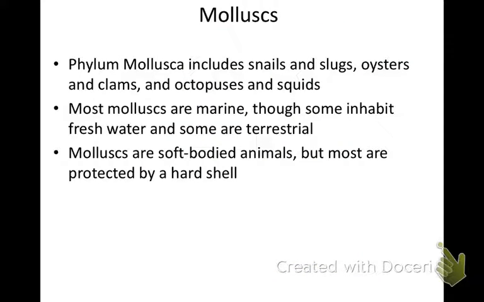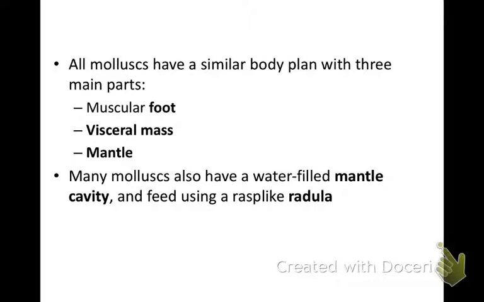Okay, the final phylum that we looked at was the mollusks. So this includes snails, slugs, shellfish like oysters and clams, as well as octopus and squid. Most mollusks are marine, but there are a number of freshwater and terrestrial mollusks as well. So mollusks are soft-bodied animals, but most of them have developed the ability to secrete a hard calcium carbonate shell.